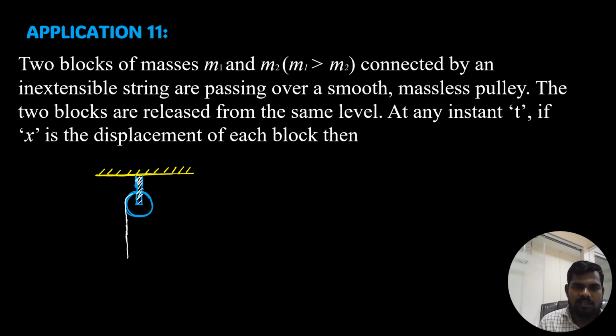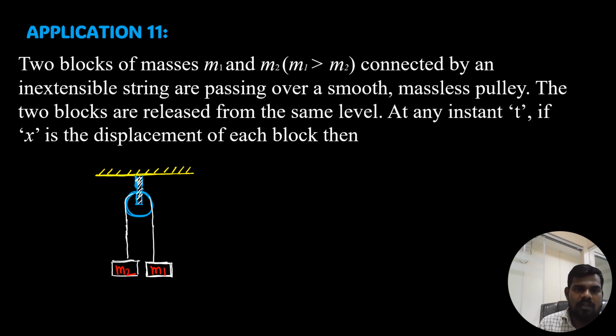This string is initially, this is block 1. Second one I'm taking here also. This is the second block. Please observe in this diagram both the blocks are at the same level. This is mass M2 that I'm considering. This is mass M1. So this is the initial stage of the diagram.